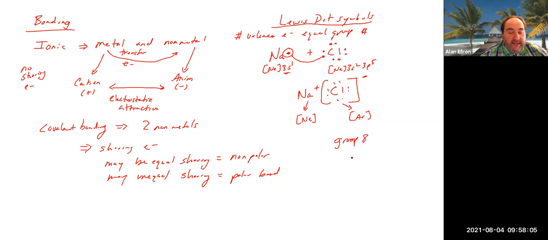And obviously the 8 is an important number because that is the octet rule, right? Which basically means that everybody wants 8 valence electrons except hydrogen, right? Which should only have 2 electrons total, because hydrogen only needs to get to helium to make it to a noble gas configuration. So that's sort of ionic bonding.